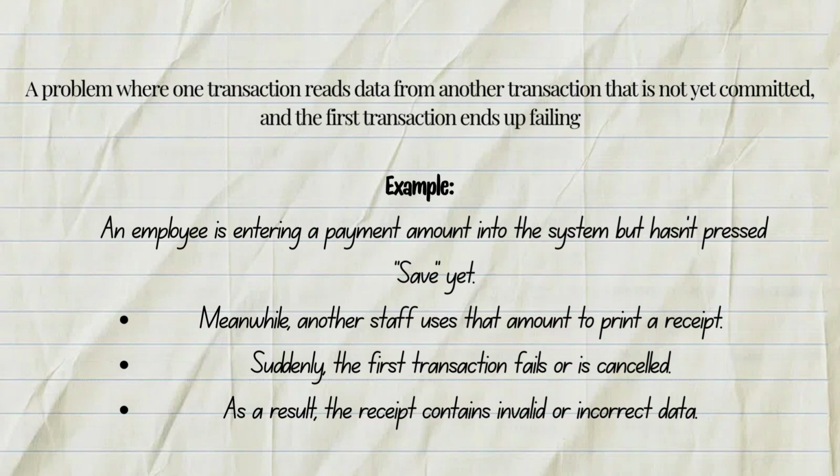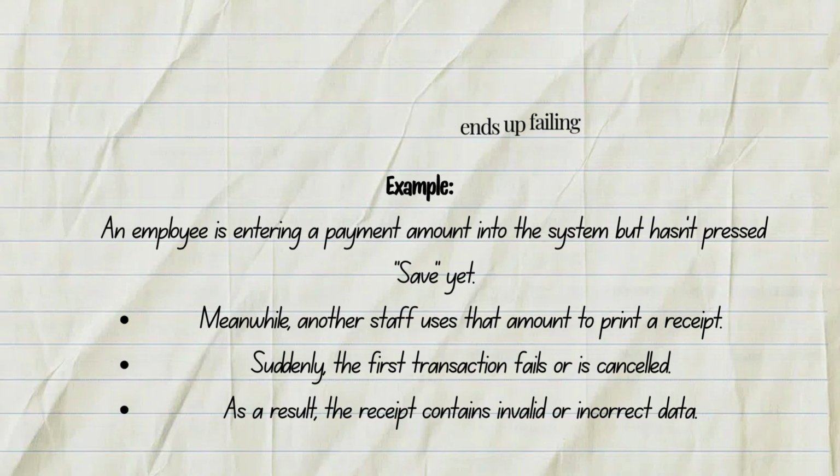For example, an employee is entering a payment amount into the system but hasn't pressed save yet. Meanwhile, another staff uses that amount to print a receipt. Suddenly, the first transaction fails or is cancelled. As a result, the receipt contains invalid or incorrect data.